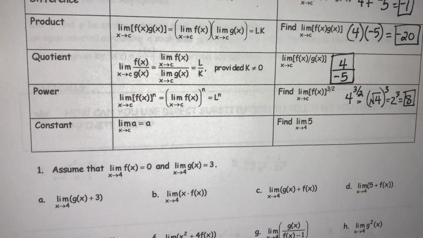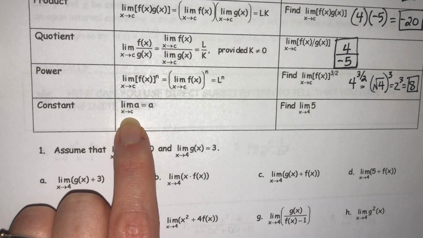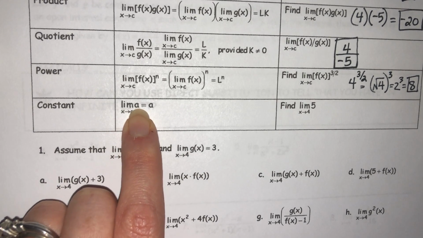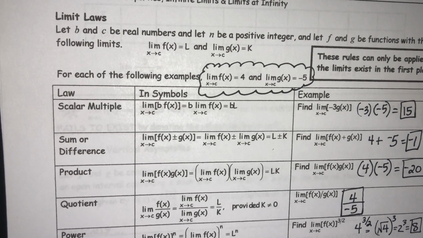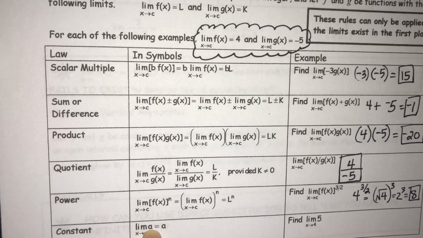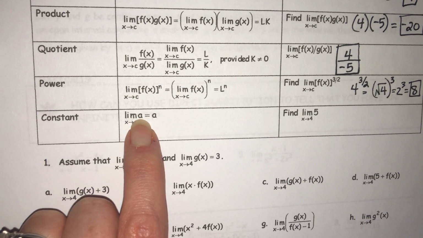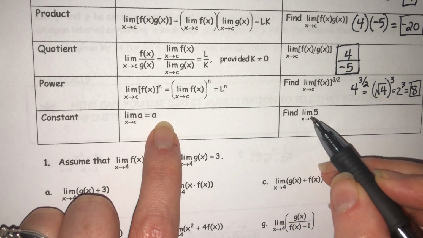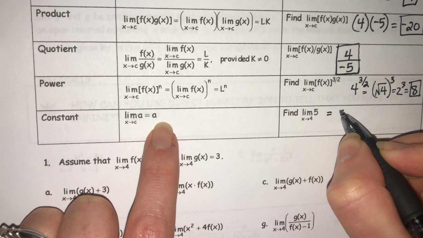And the last one, which probably should have been the first one because it's so easy, the limit as x approaches c of a. Now remember back at the beginning, oh, well, I apologize. We should have said let a, b, and c be real numbers. The limit as x approaches c of a, so a is some number, is just going to equal a. So the limit as x approaches 4 of 5 is just going to be 5.